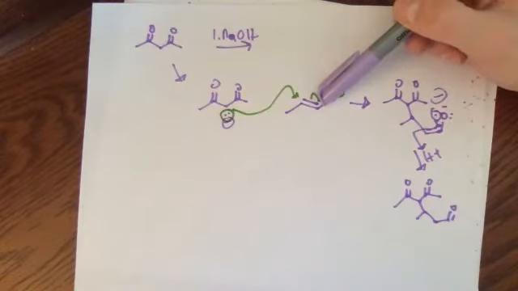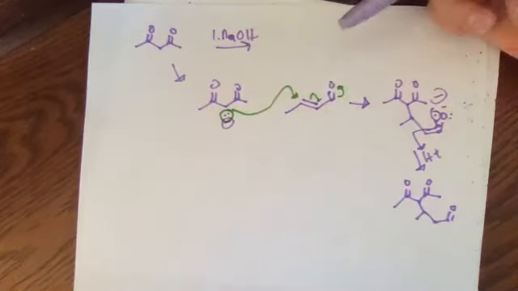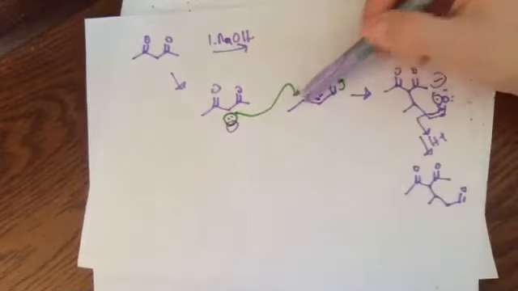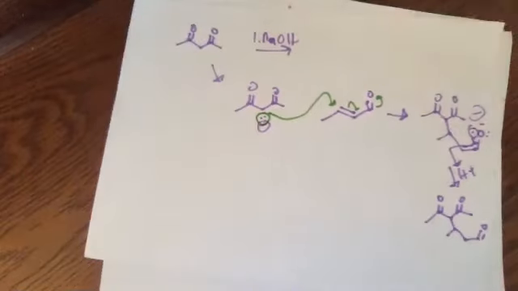But we'll go over that in a second here. There's just kind of this extra group floating off here, and that's just because we have an extra carbon here. So this is called the Michael addition.